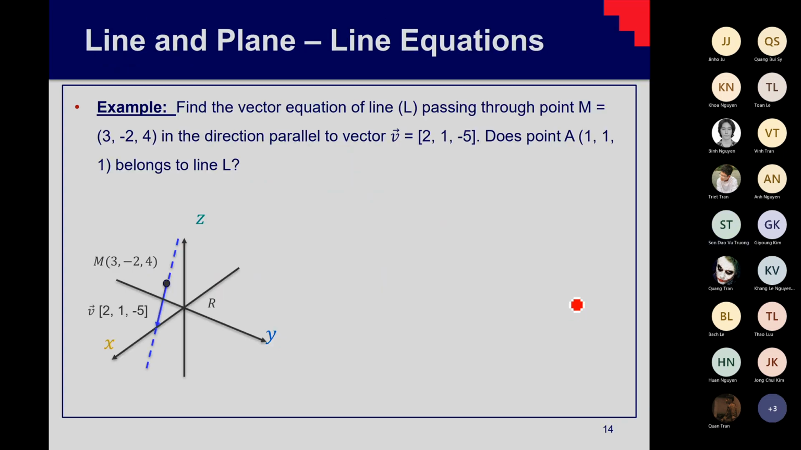All right. Okay. So let's do one simple example to illustrate the concept. First one, please find the vector equation of the line L passing through the point (3, -2, 4) in the direction that is parallel to the vector V, that is (2, 1, -5). And the question will be, is the point (1, 1, 1) belongs to the line L?